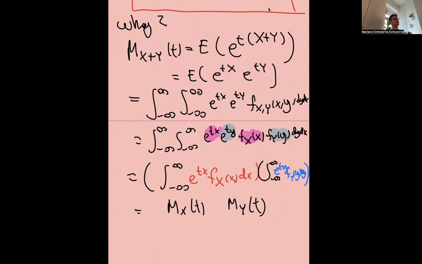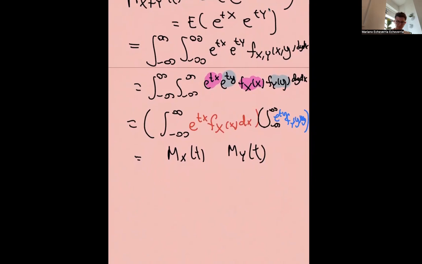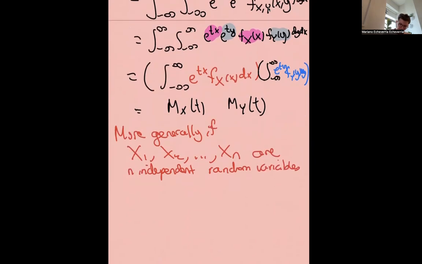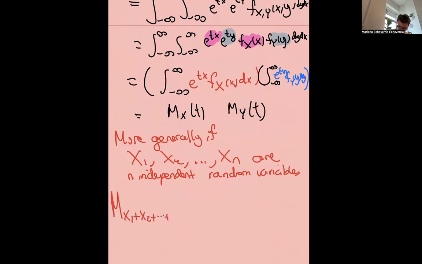And in fact, more is true, because there's nothing special about adding two random variables together. You could add n random variables together. More generally, if x1, x2, up to xn are n independent random variables, it is basically exactly the same proof. Then the moment generating function of x1 plus x2 plus up to xn at t is the moment generating function of x1 times the moment generating function of x2, up to the moment generating function of xn. Is that okay?